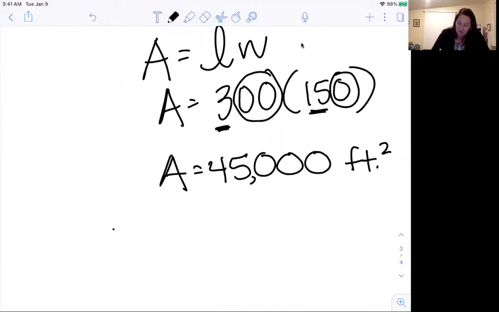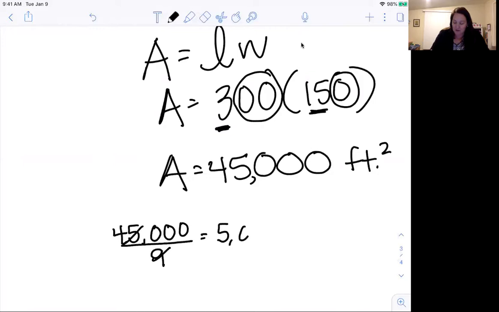So we're going to do 45,000 divided by 9. How many times is 9 going to 45? 5 times, good. And I have my 3 zeros, so how many plants can he plant?